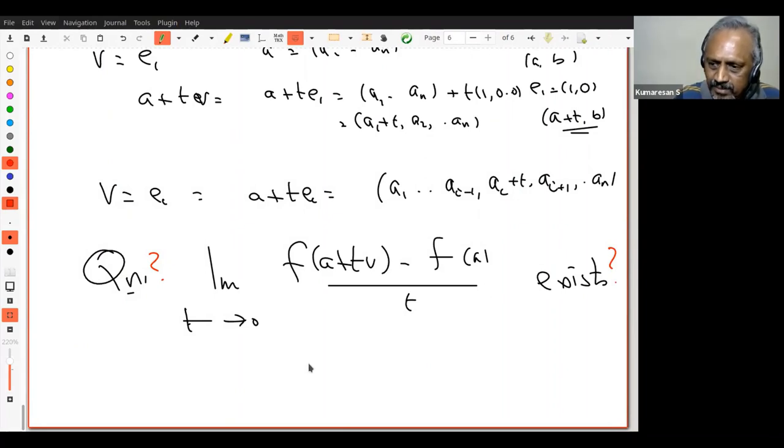Sir, it will exist if... Right. Very good. Now it will exist. Remember, if it exists, it must be a real number, because this is a real number, this is a real number, this is a real number. Therefore, the limit exists, a real number. So, if it exists, then I should know what it is.